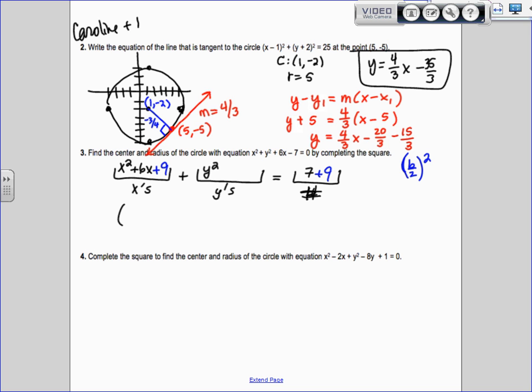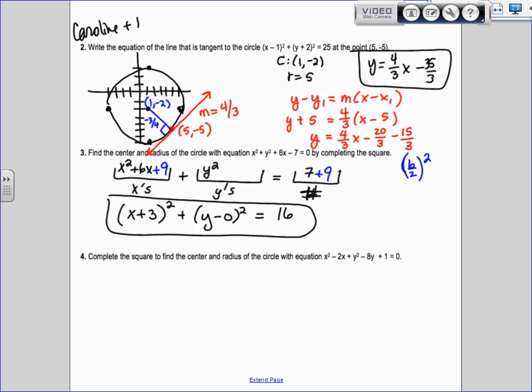Now, the whole point of doing this is so we can get it in the standard form, the equation of a circle. So with my x squared plus 6x plus 9, how does that factor? X plus 3 quantity squared, right? And then the y, like I said, was already y minus 0 squared, equals 7 plus 9 is 16. That's the equation of the circle. You could also just write y squared. You don't have to do y minus 0 squared. So my center is negative 3 comma 0. My radius is 4. Done.